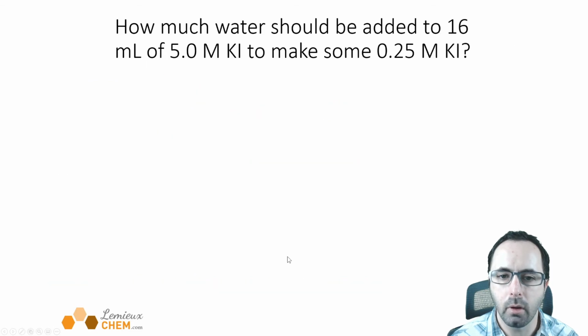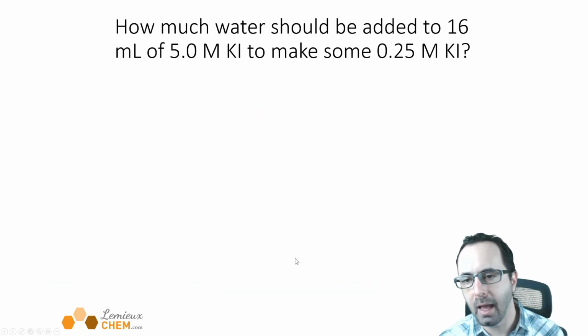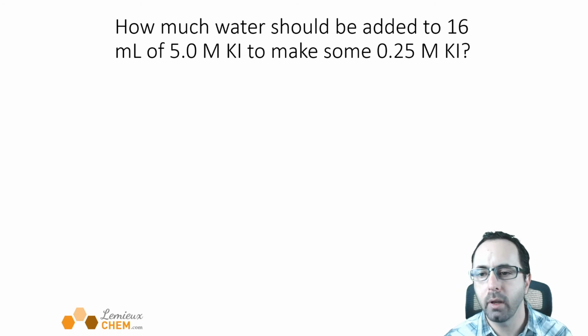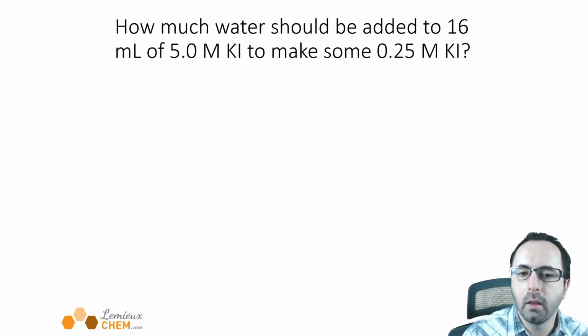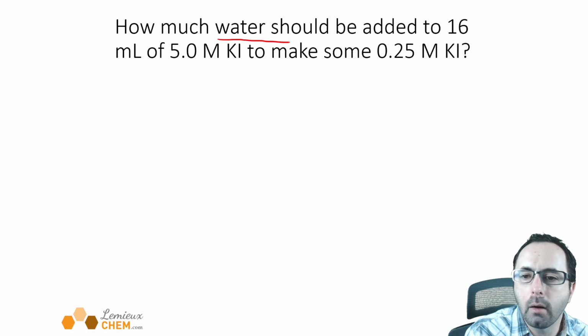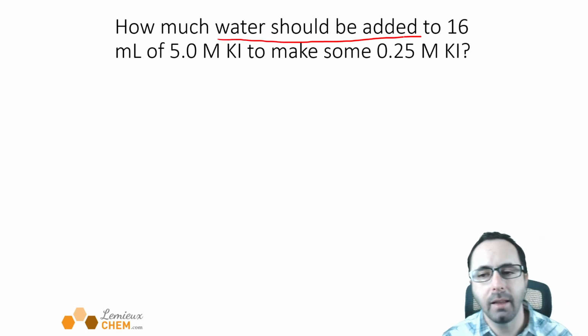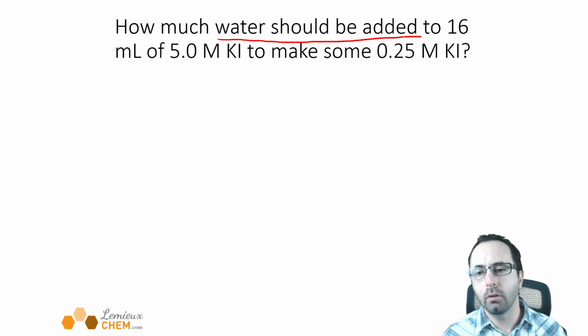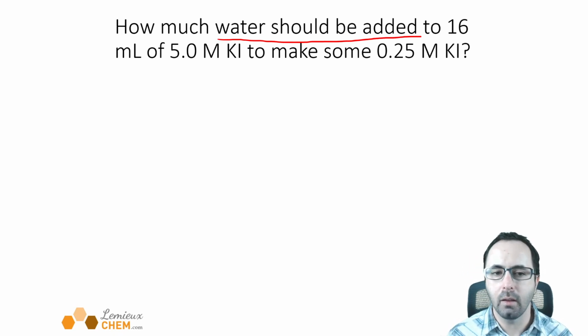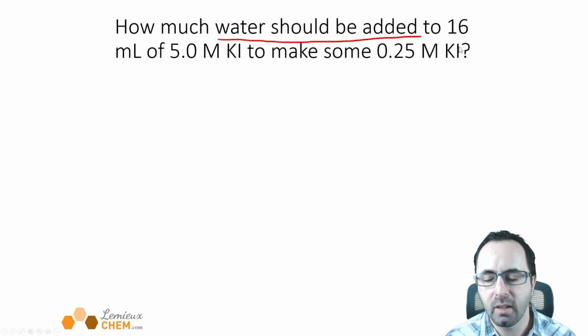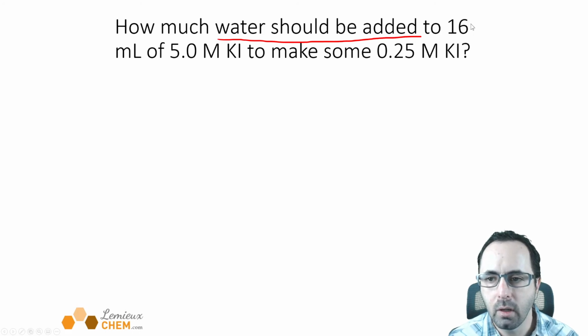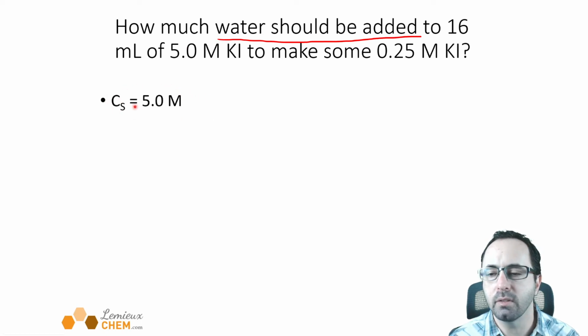One more example here. How much water should be added to 16 milliliters of 5 molar KI to make some 0.25 molar KI? So notice it says water added. That is dilution. So then you know to use CSVS equals CDVD. We just have to identify what do we have. We've got 16 milliliters of our stock 5 molar solution. So the concentration of our stock solution is 5 molar.